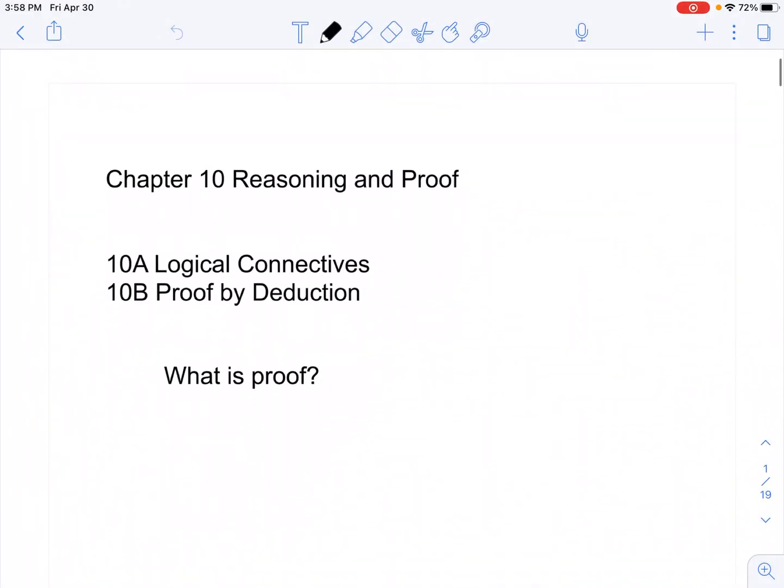All right, chapter 10 is all about reasoning and proof. Chapter 10 is pretty basic, just logic, connectives. And chapter 10b is proof by deduction. So what is proof?